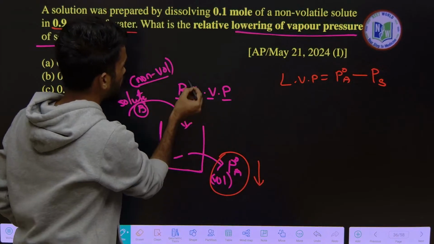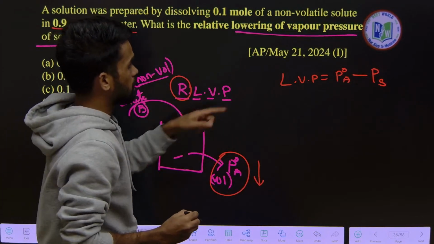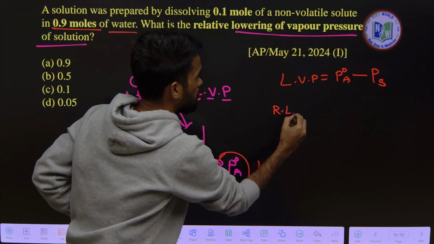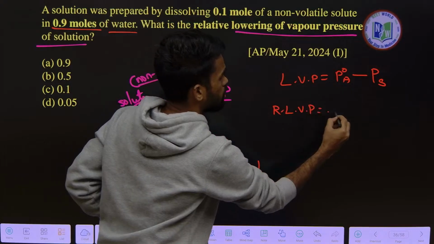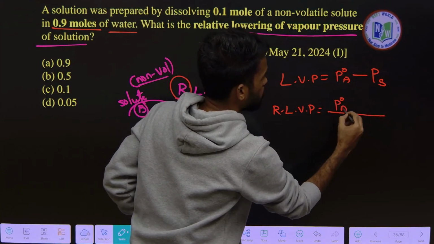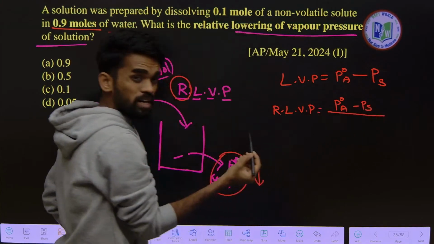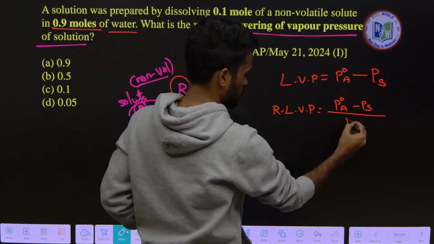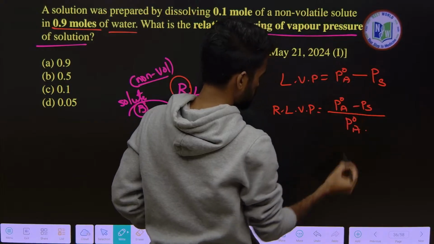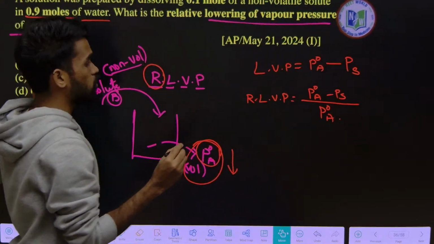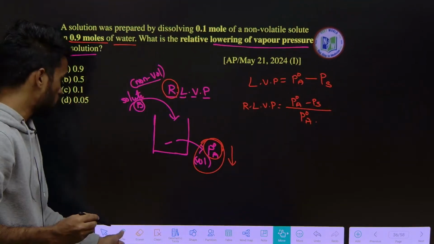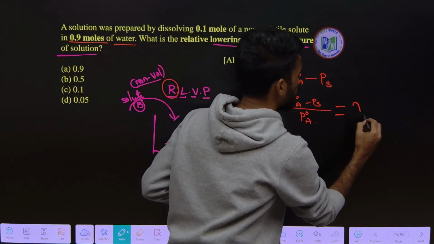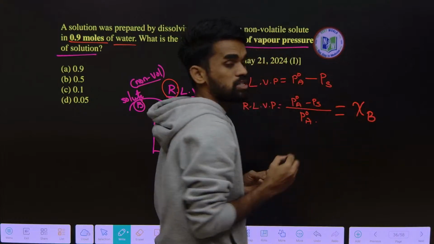So here, relative lowering means what? If they ask RLVP, relative lowering of vapor pressure, you just take P0A minus PS and relate it to the initial pressure. What is the initial vapor pressure? P0A, that's it. This is the relative lowering of vapor pressure formula. Now relative lowering of vapor pressure will be equal to the mole fraction of solute.